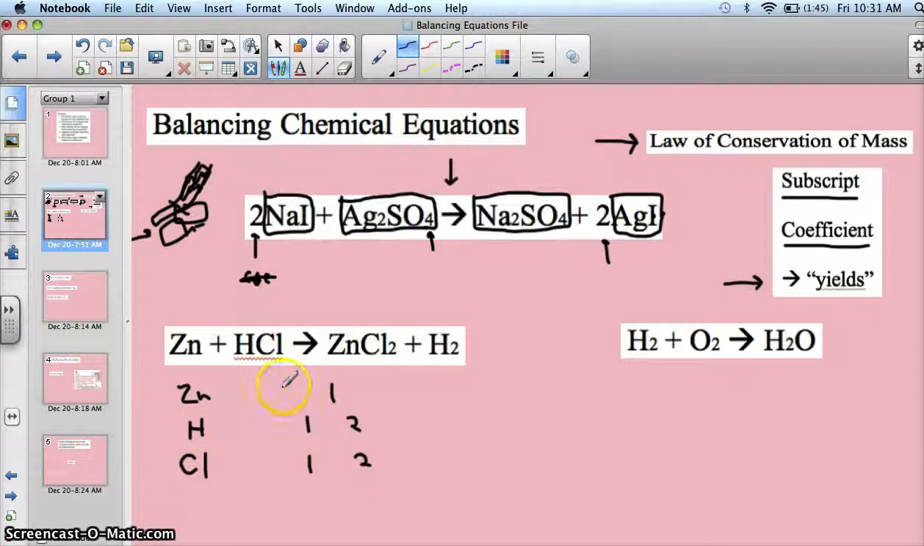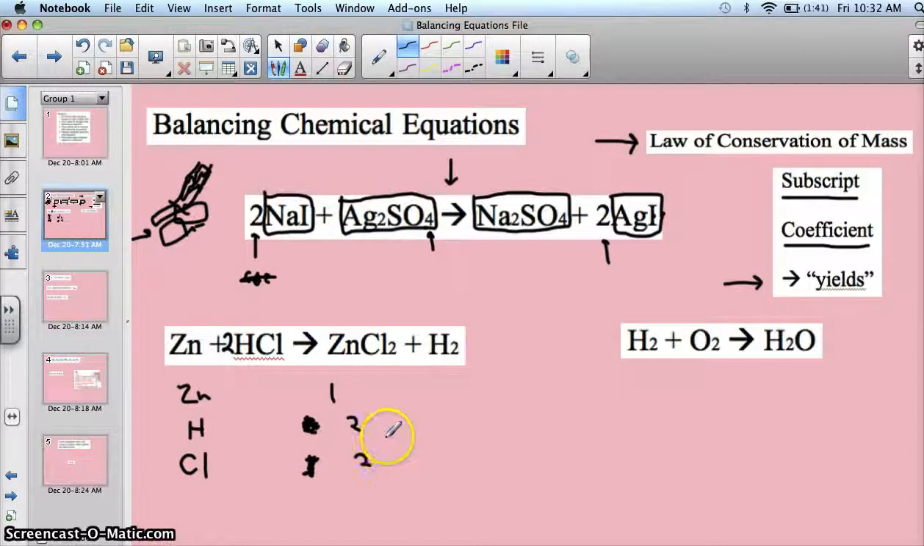So, what can we do to make these match up? Let's start first of all with the H's. If there are two H's over here, what we could do is make two H's over here and put a 2 in front. So let's see what that does. So that means we have two H's over here and the 2 H's over there. What about Cl's? Yes, we have 2 Cl's over here, and yes, we have 2 Cl's over there, so that makes 2.